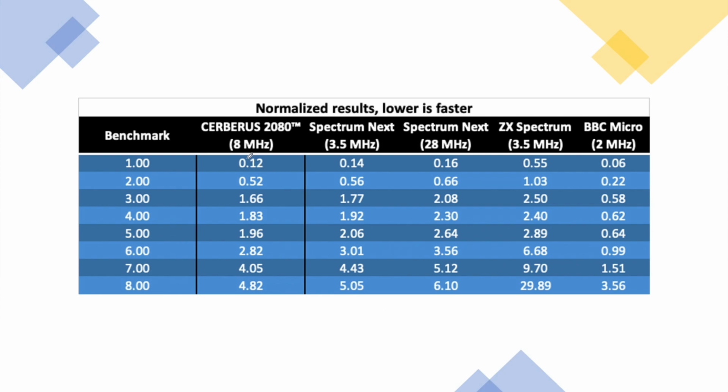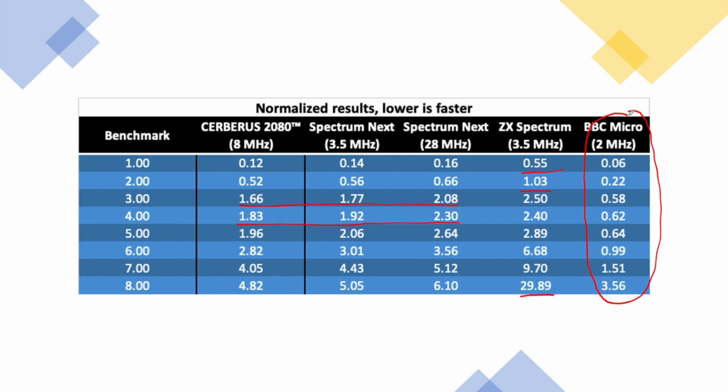So you see here that after clock speed is normalized away, Cerberus is still faster than the Next and both versions of the Next. Consistently, for each of these lines, Cerberus's numbers are lower than the Spectrum Next numbers in both rows. Cerberus is also better than the ZX Spectrum consistently for the entire column, but nobody beats the BBC Micro. It has the lowest numbers.